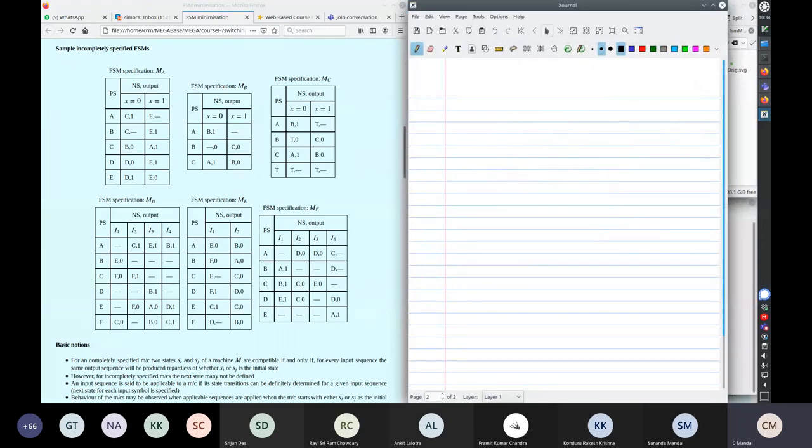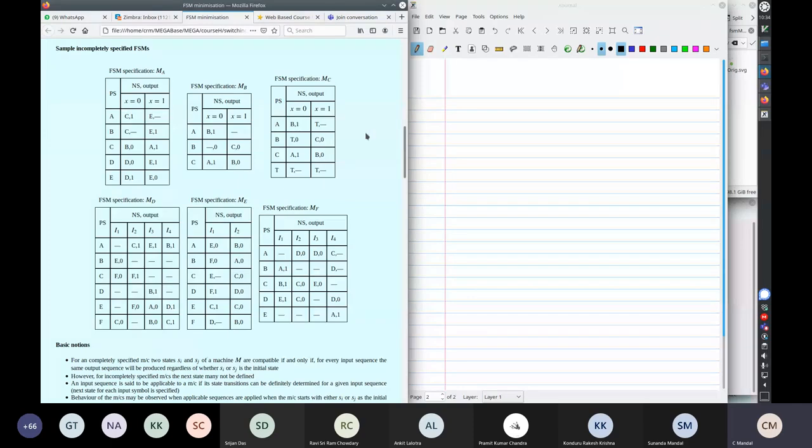So let us look at this pairwise. AB, can A and B be compatible? Yeah, please answer as we work on it. What about A and B? Can A and B be compatible? Yes? Please answer. Yes, sir.